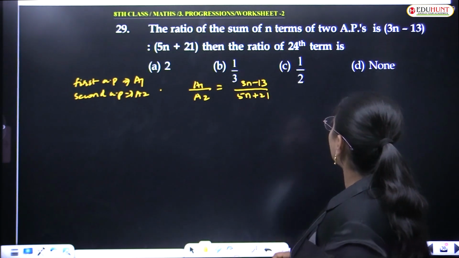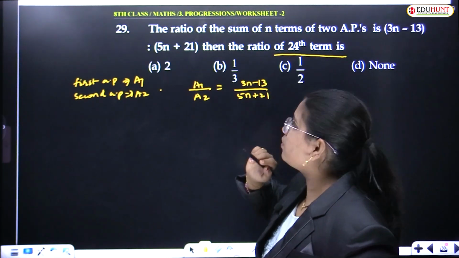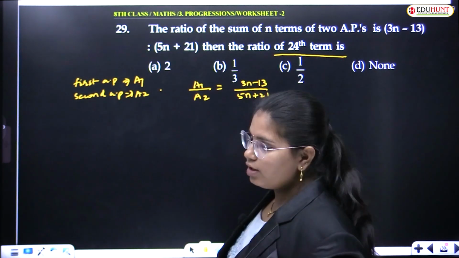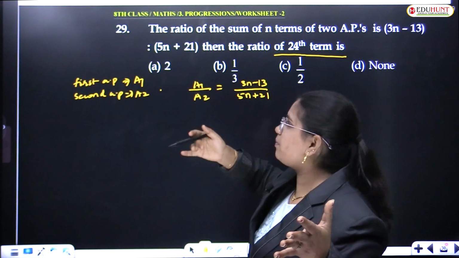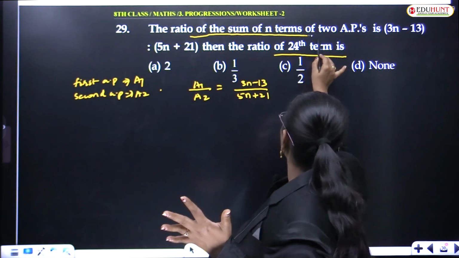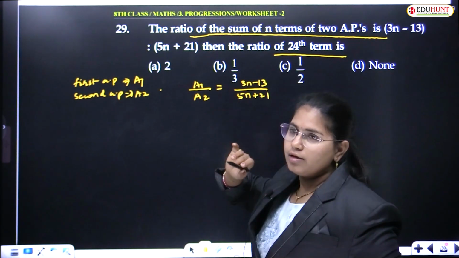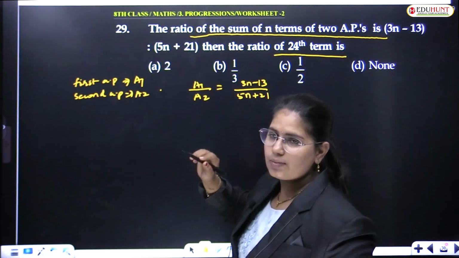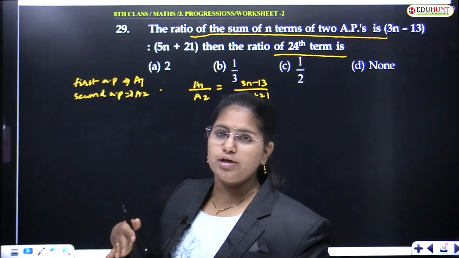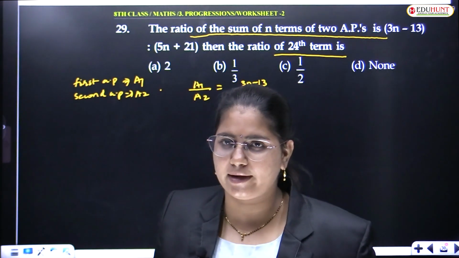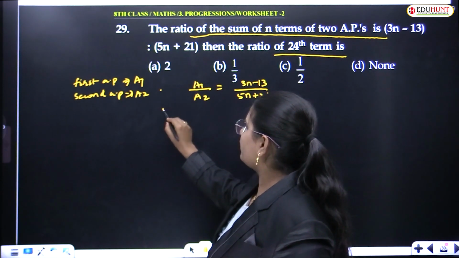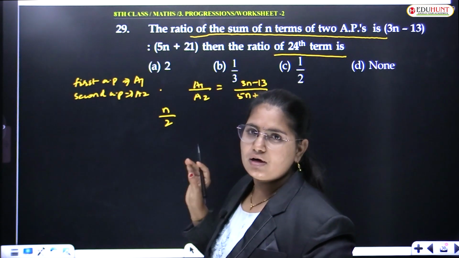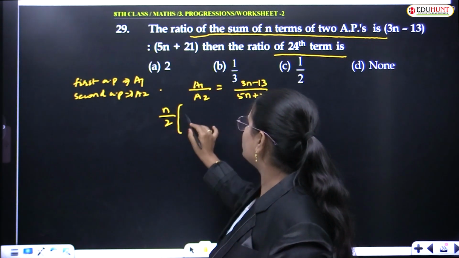Then the ratio of their 24th terms is equal to what? They have given you a very proper question: the ratio of the sum of the n terms of the APs. The sum of n terms of an AP is equal to A1. So what is the sum of n terms of an AP formula? n by 2 into 2a plus n minus 1 into d. Correct? So we will write down here: A1 represents the first term of the first AP sequence, n by 2 into 2a.